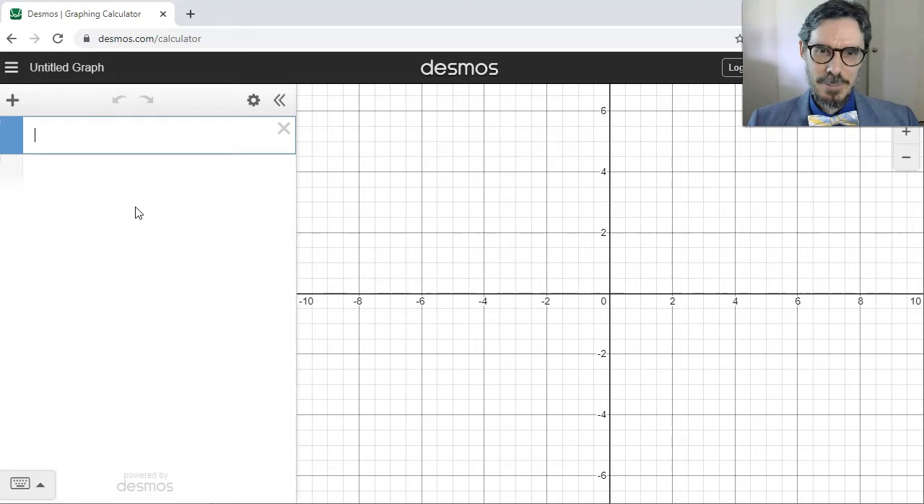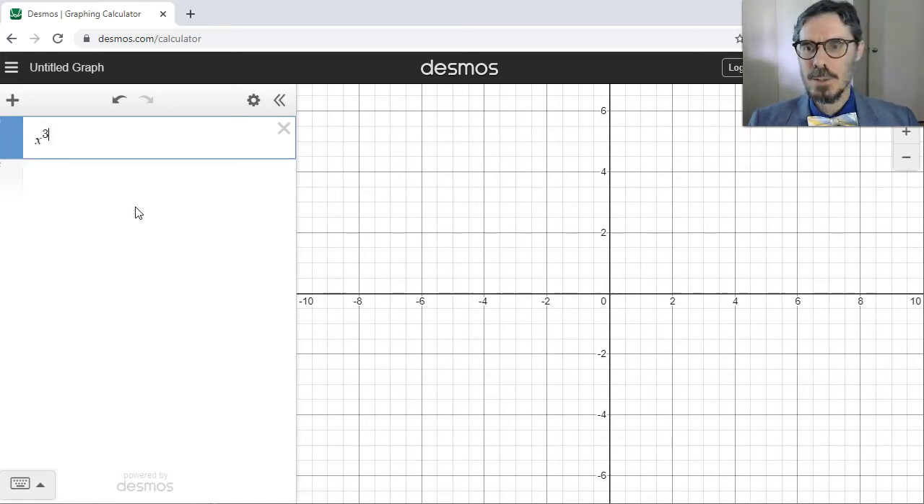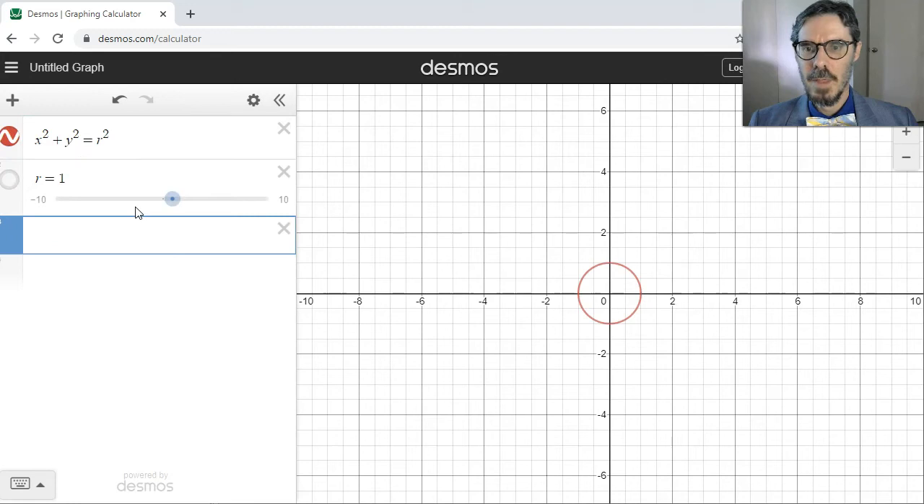Actually, it's not a function, it's a relation. But that's really something for you to worry about when you get to maths methods next year. So, to draw a circle is x squared plus y squared equals r squared. That'll give me a slider for the radius.